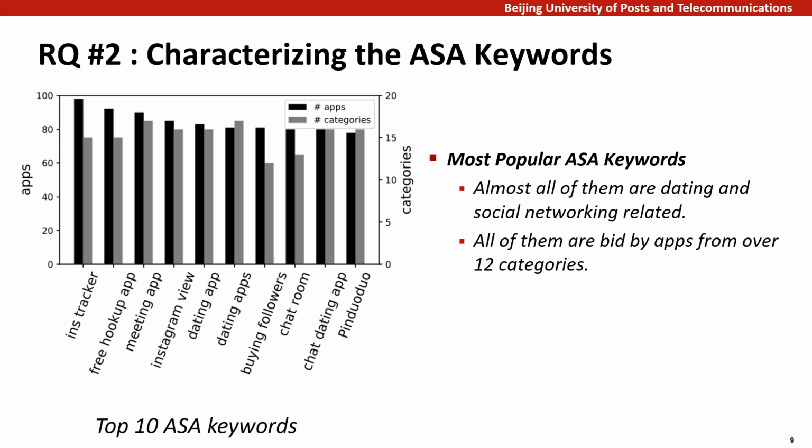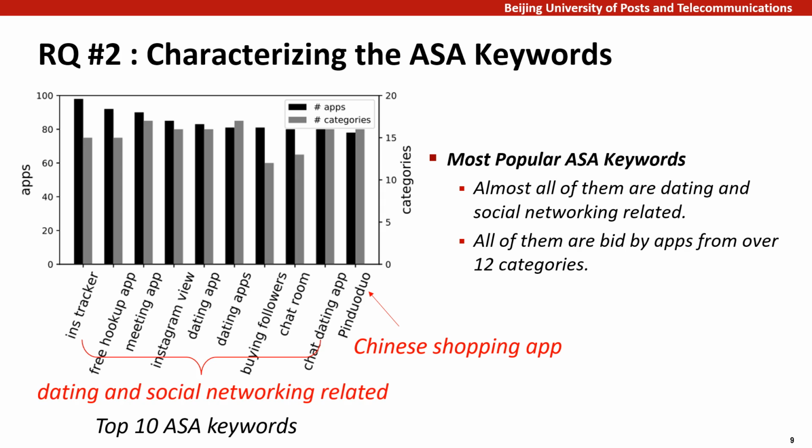To answer research question 2, let's talk about our study on characterizing the ASA keywords. This figure presents the top 10 most competitive ASA bidding keywords. We found that, except for the 10th keyword Pinduoduo, which is the name of a popular Chinese shopping app, the rest of them are dating and social networking related, and almost all of them were bid on by apps from over 12 categories. For example, even apps from the weather category bid to place ads for the keyword Tracker. So it seems that app developers are inclined to bid on dating and social networking related keywords for ASA promotion.